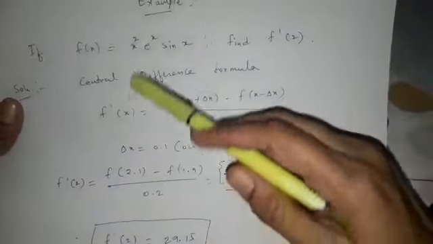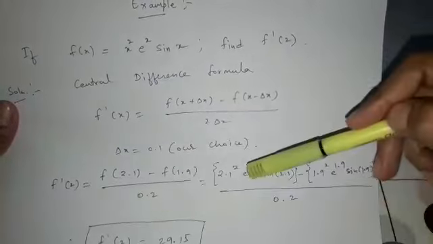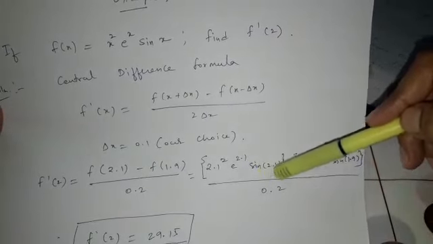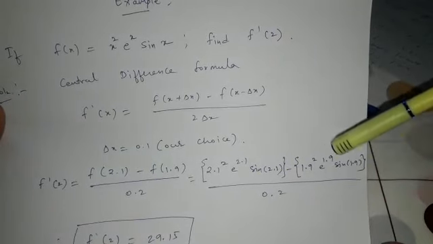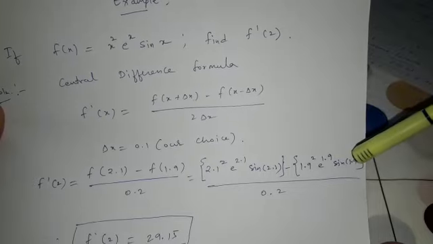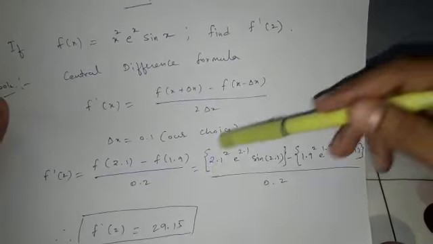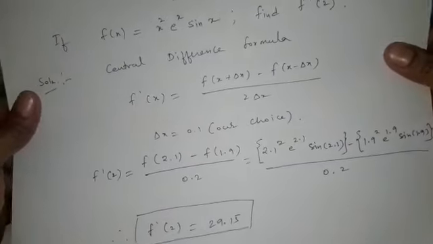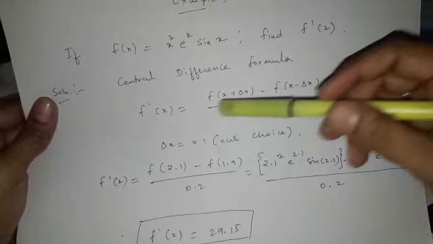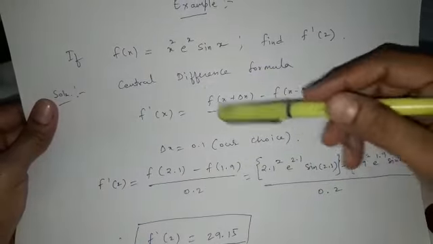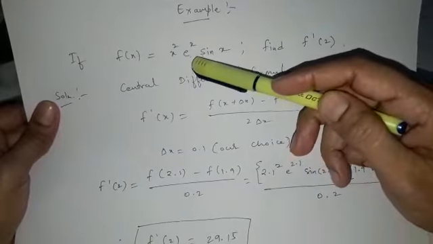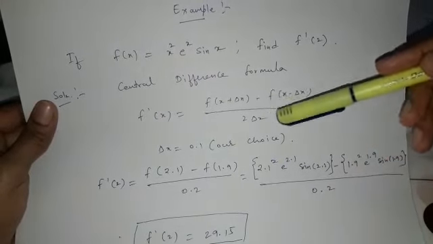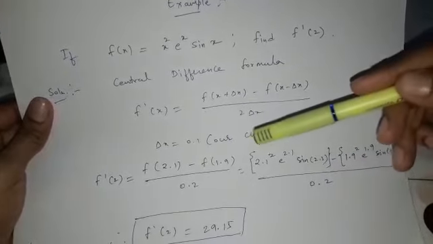Okay, f of 2.1, f of x is given by this expression, so f of 2.1 is 2.1 the whole square times e to the power of 2.1 times sine of 2.1, remember this is in radians, minus 1.9 the whole square times e to the power 1.9 times sine of 1.9, over 0.2. So if you calculate all these values, you will get f dash of 2 as 29.15. So without the use of this approximate formula, if I ask you to find f dash of 2 using an analytical method, it is very difficult. But when we use the approximate formula derived from Taylor's series, finding derivatives becomes very simple.